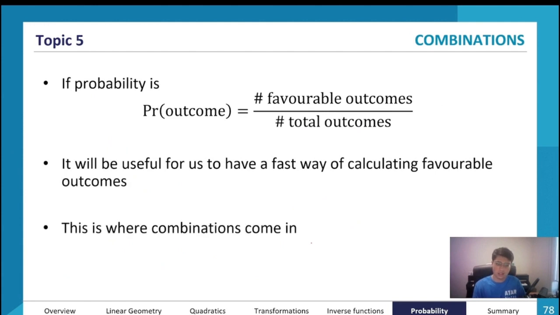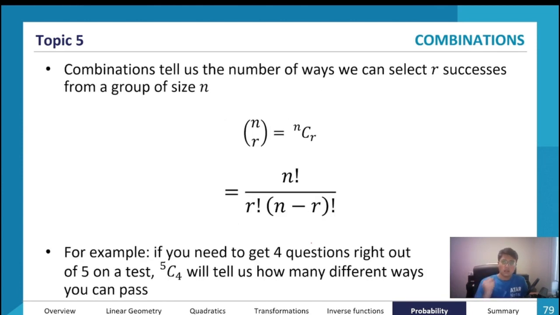Sometimes it's hard to know exactly how many outcomes you have because there are so many different events going on one after the other. And this is where combinations come in. It helps us figure out how many outcomes there are. More specifically, combinations tell us the number of ways we can select r successes from a group of size n. And the notation for this is n choose r. That's how we describe it.